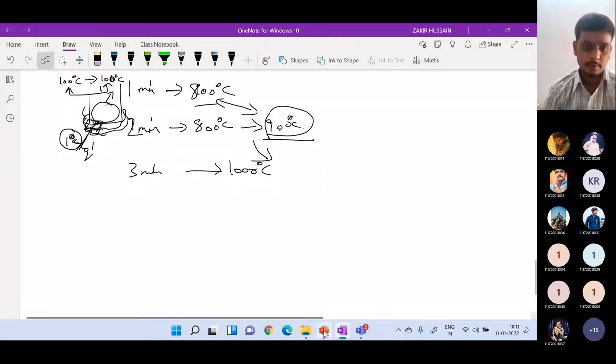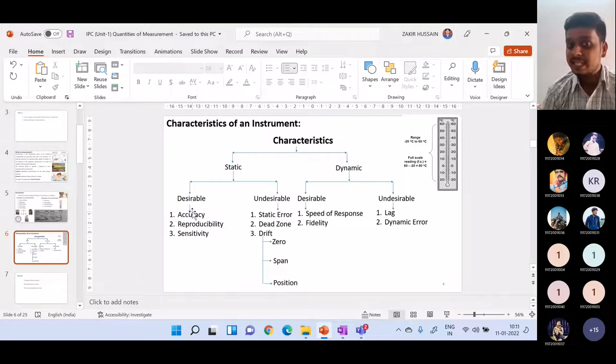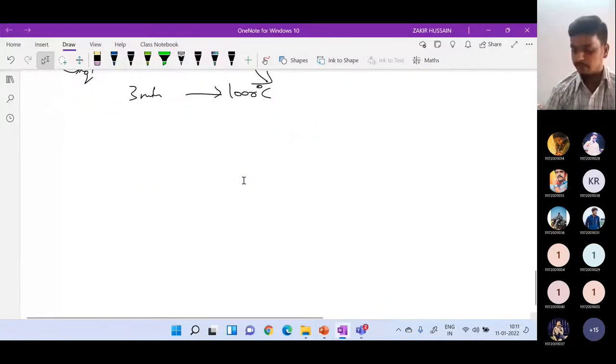Yes, sir. The next are the undesirable variables. There are three undesirable variables: one is static error, then dead zone, and then drift. What are static error, dead zone, and drift? We will be seeing the undesirable variables.